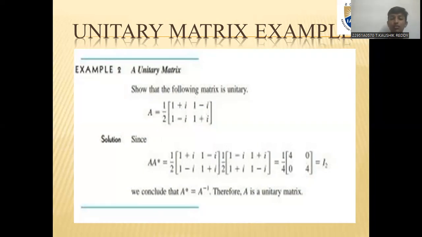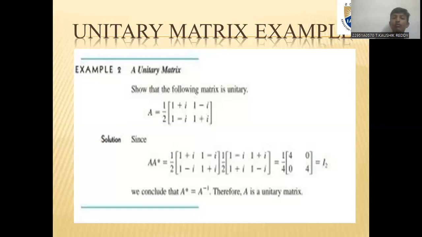So A star is equal to 1 by 2 into the matrix 1 minus i, 1 plus i, 1 plus i, 1 minus i. Multiplying A star with A, we'll get 1 by 4 into 4, 0, 0, 4. We'll get I2. We conclude that A star is equal to A inverse. Therefore, A is a unitary matrix.